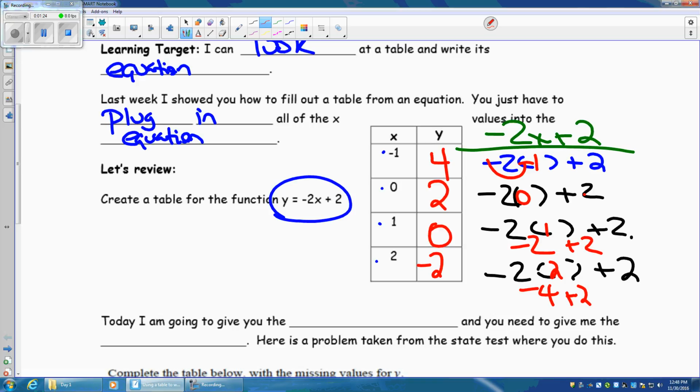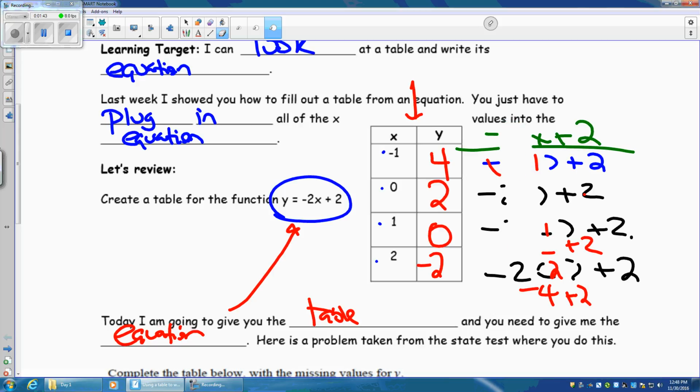All right, so today I'm not going to give you the table. Instead, I'm going to give you this. And you need to give me the equation. You need to give me this. Okay? So that's what we're going to do today.